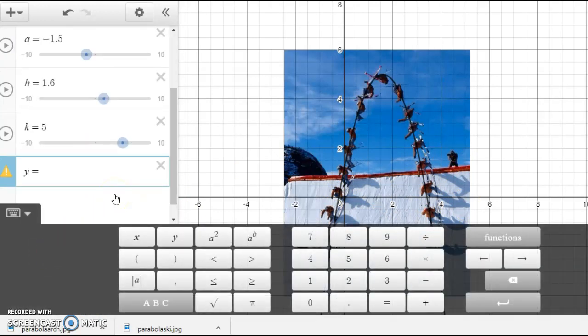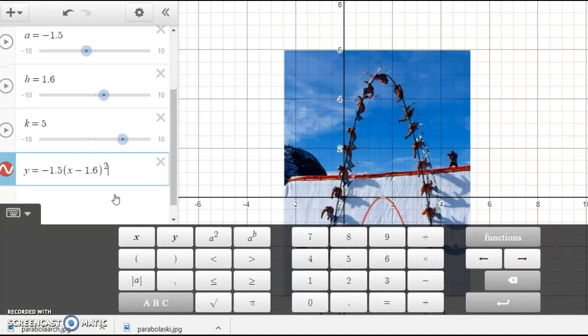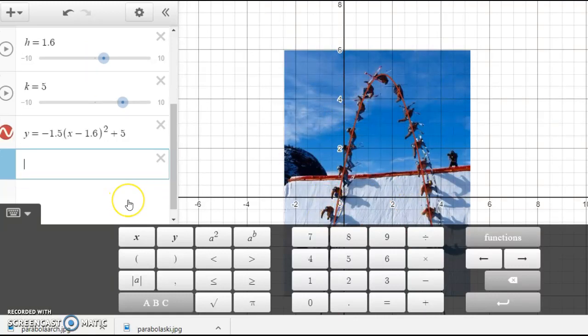So y is going to equal negative 1.5 parenthesis x minus 1.6, squared, plus 5. So then there we have it. We have that graph, that equation. So we actually created a mathematical model for this skier's jump.